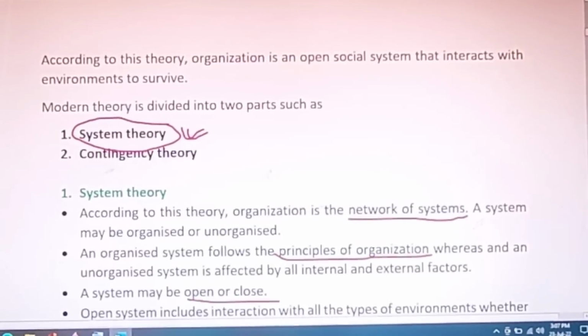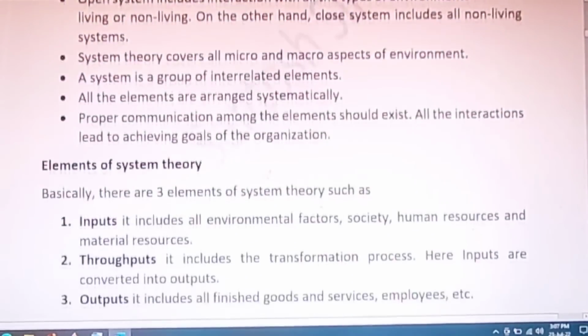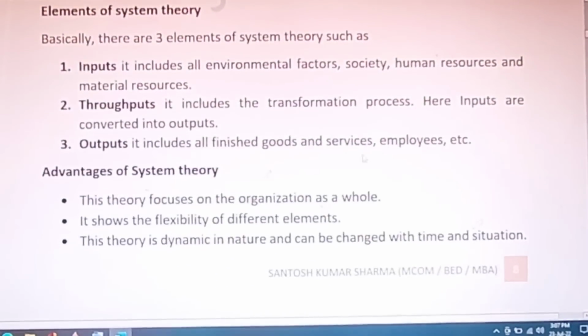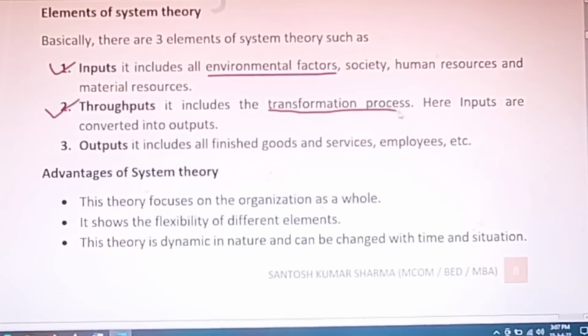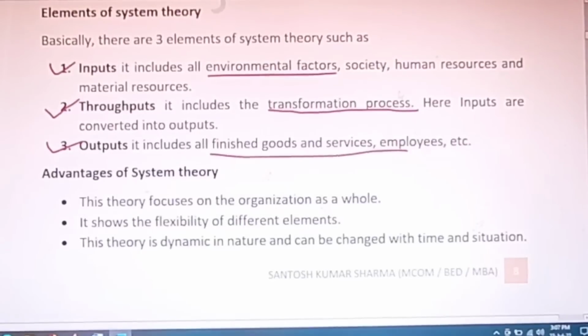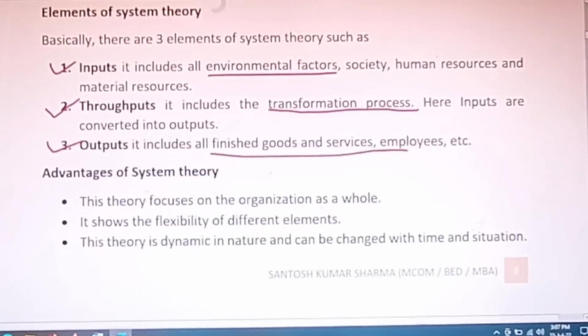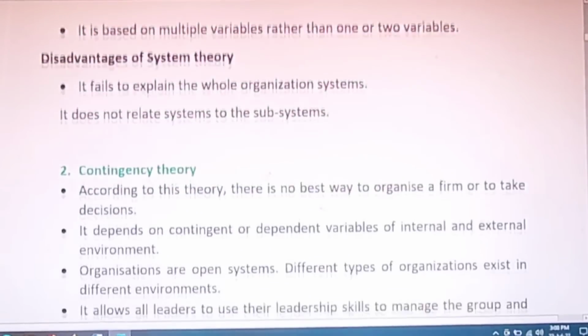Then again you will define what is open system, closed system, so like that. These are the different elements of this theory, like inputs, it includes all environmental factors. Then throughputs, it is also called as process, transformation process. And then outputs, okay, that means finished goods and services are produced. Then again you should also read about the advantages of system theory and disadvantages of system theory.